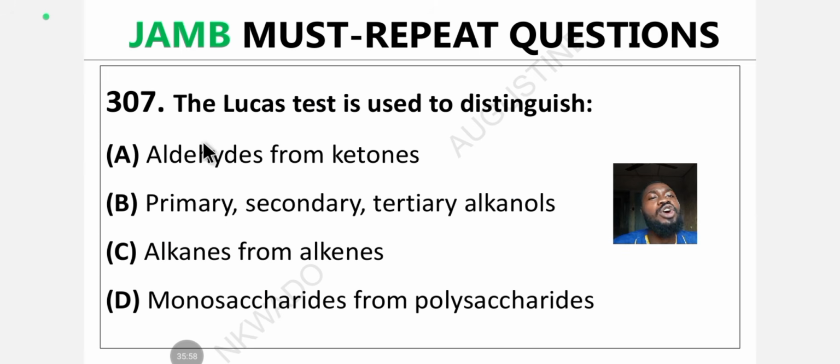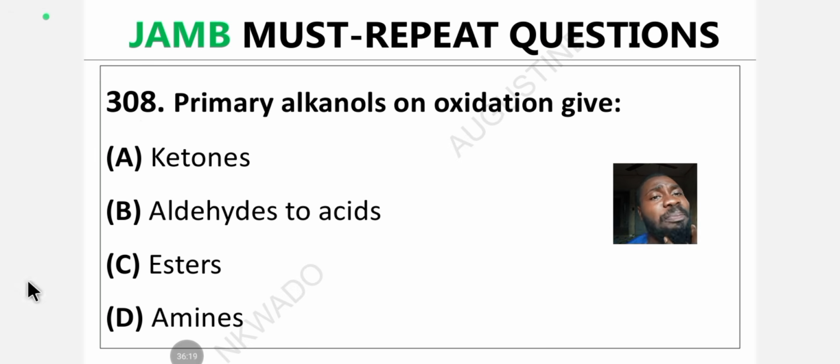Question 307. The Lucas test is used to distinguish what? A. Aldehyde from ketones. B. Primary, secondary, and tertiary alkanol. C. Alkanes from alkenes. D. Monosaccharide from polysaccharide. What's the answer? Can I see you drop the answer in the comment section? This is a very easy question now. Go and blast.